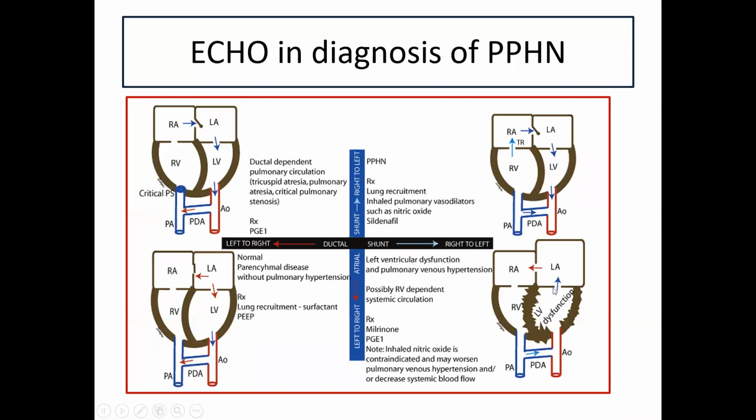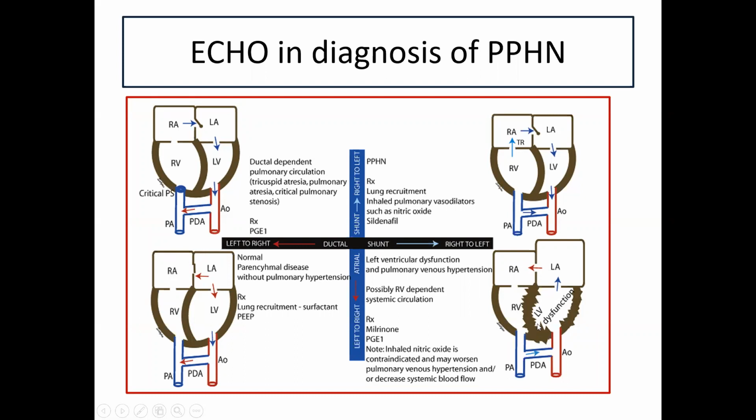Now, lastly, if you were to find a left to right shunt across the atrial septal defect, across the PFO, and a right to left shunt across the ductus, this is indicative of severe left ventricle dysfunction. So it's very unusual to have a normal left to right shunt across the ASD and a right to left across the PDA. And this only happens if there is RV-dependent systemic circulation.